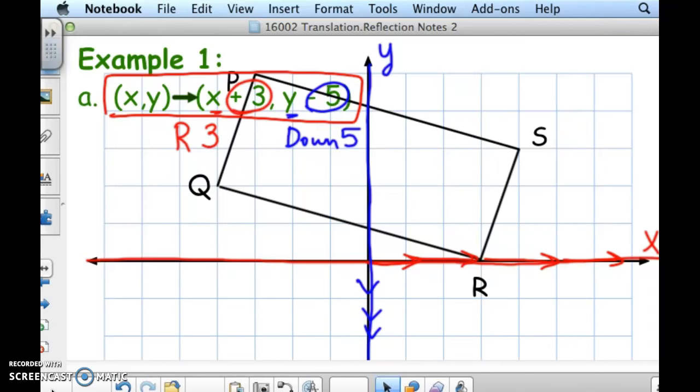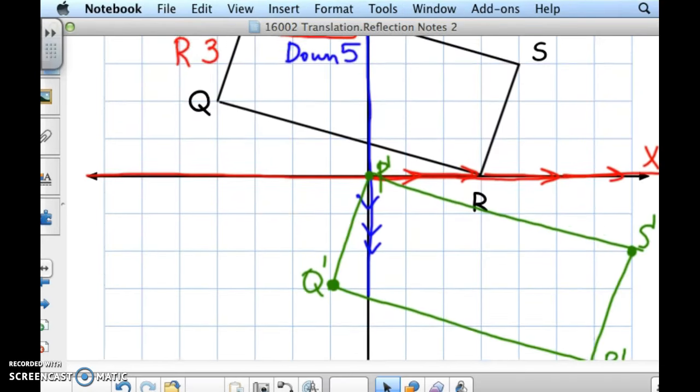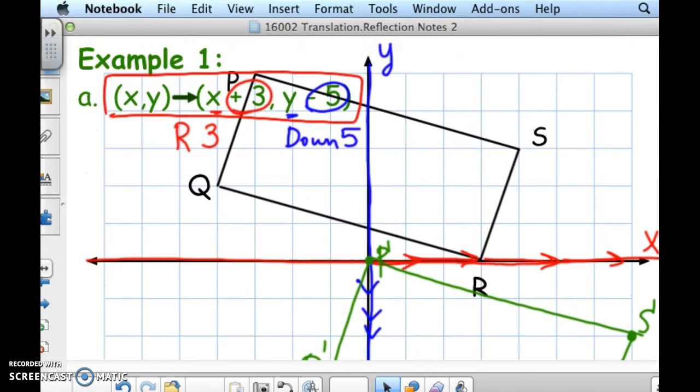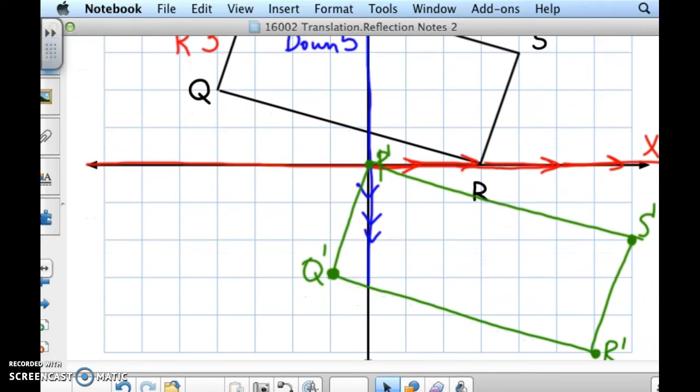So I want you to try out this translation, and I want you to pause your video again, try the translation with the way that I've abbreviated it. What I've done here is I've exactly translated my shape 3 units to the right and 5 units down. So I moved each point. I moved R 1, 2, 3 to the right and 1, 2, 3, 4, 5 down. And I did that for every single point. I labeled it R prime, Q prime, P prime, and S prime.